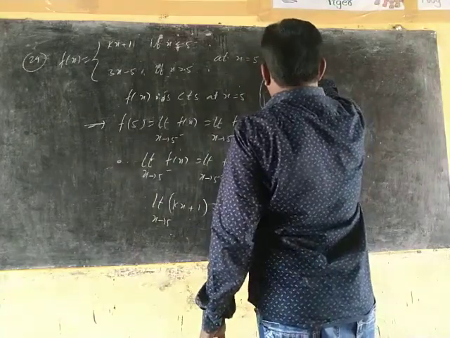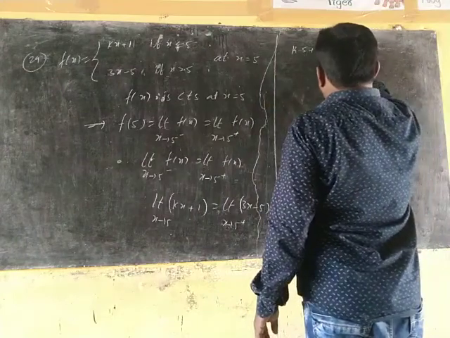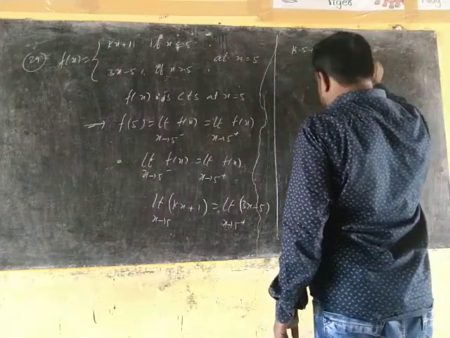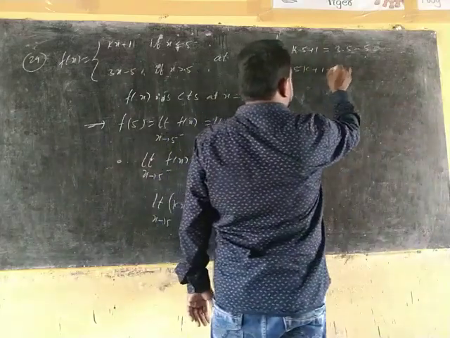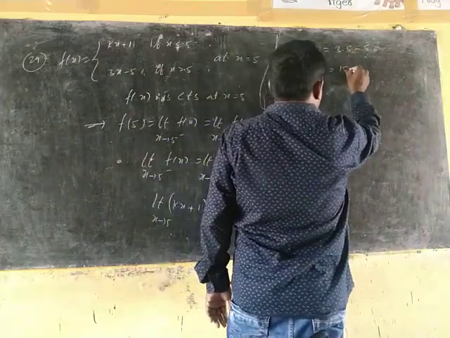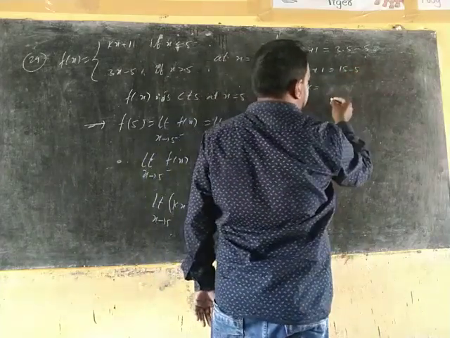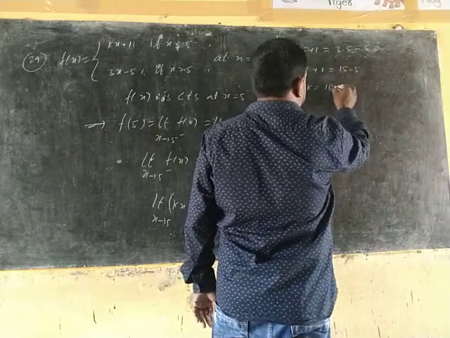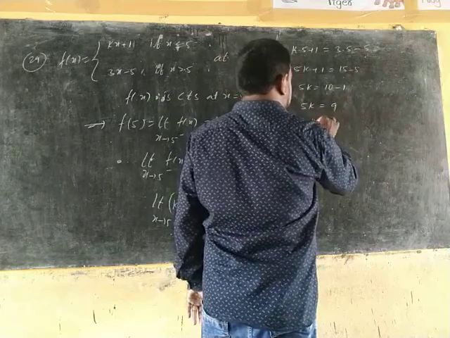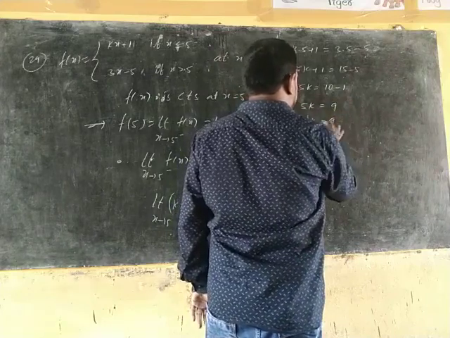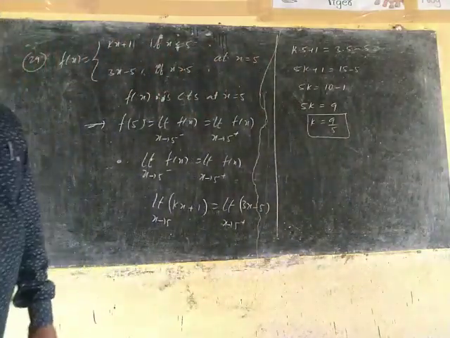What are we getting? k into 5 plus 1 equals 3 into 5 minus 5. So this is 5k plus 1 equals 3 into 5, 15, minus 5. 5k equals 15 minus 5, which is 10. 1 is taken to the right side, minus 1. 5k equals 9. k equals 9 by 5 is the answer.